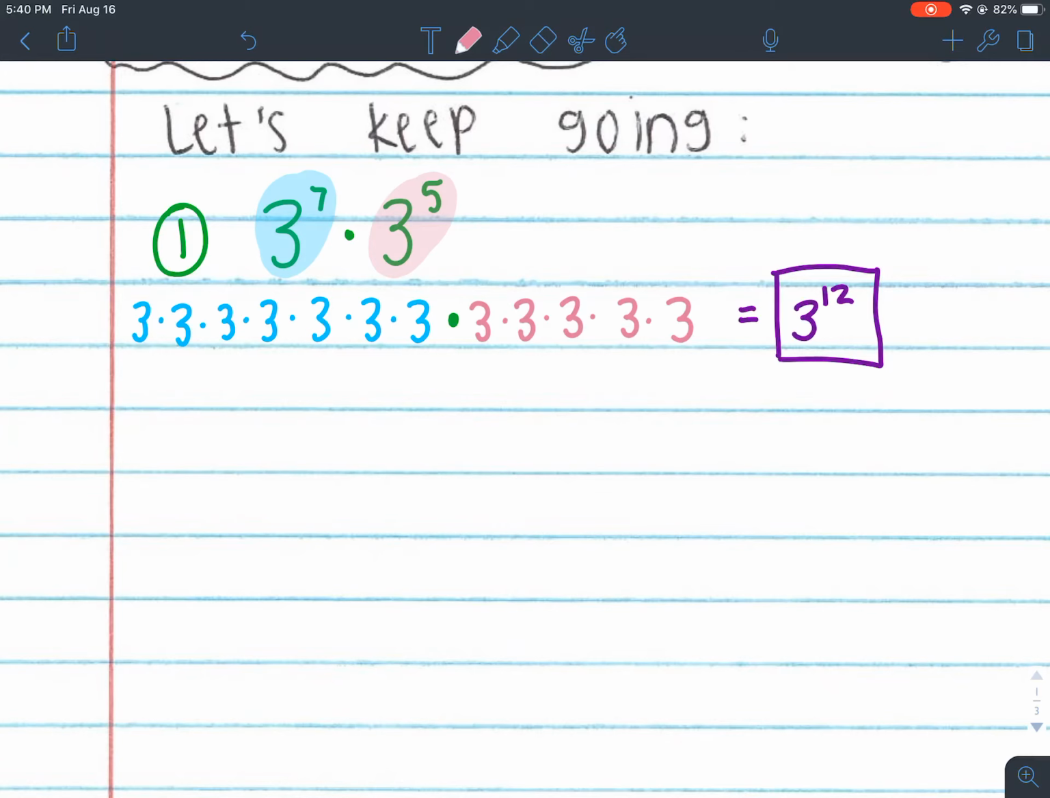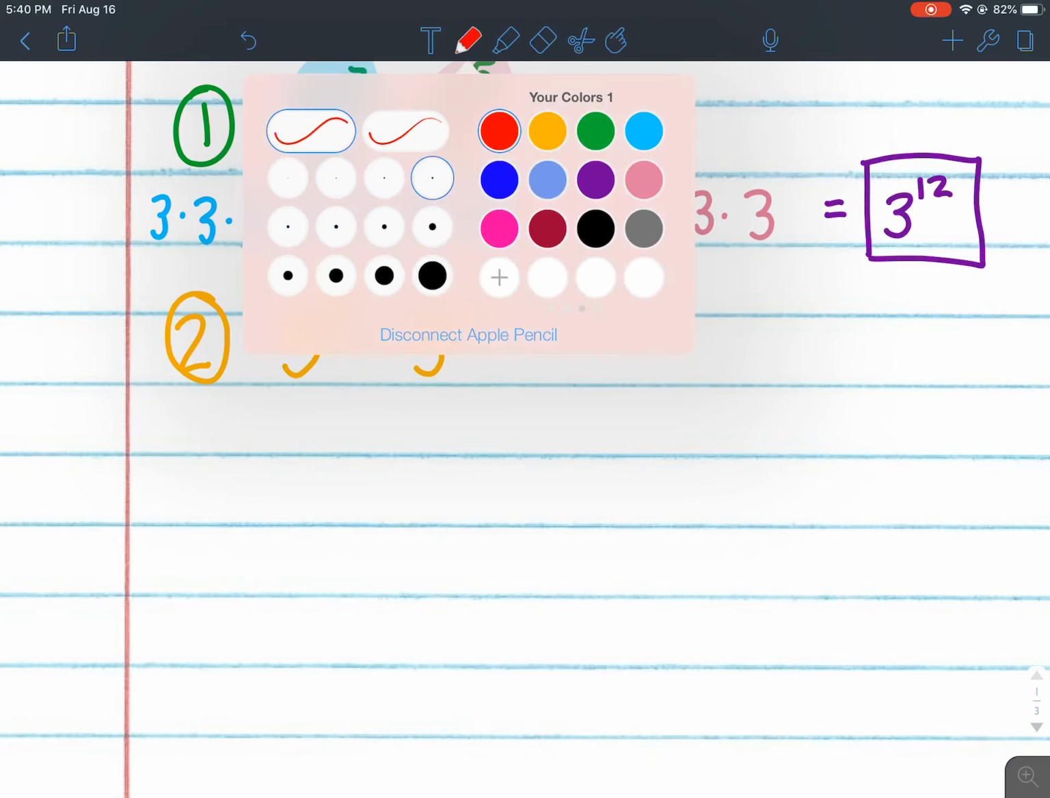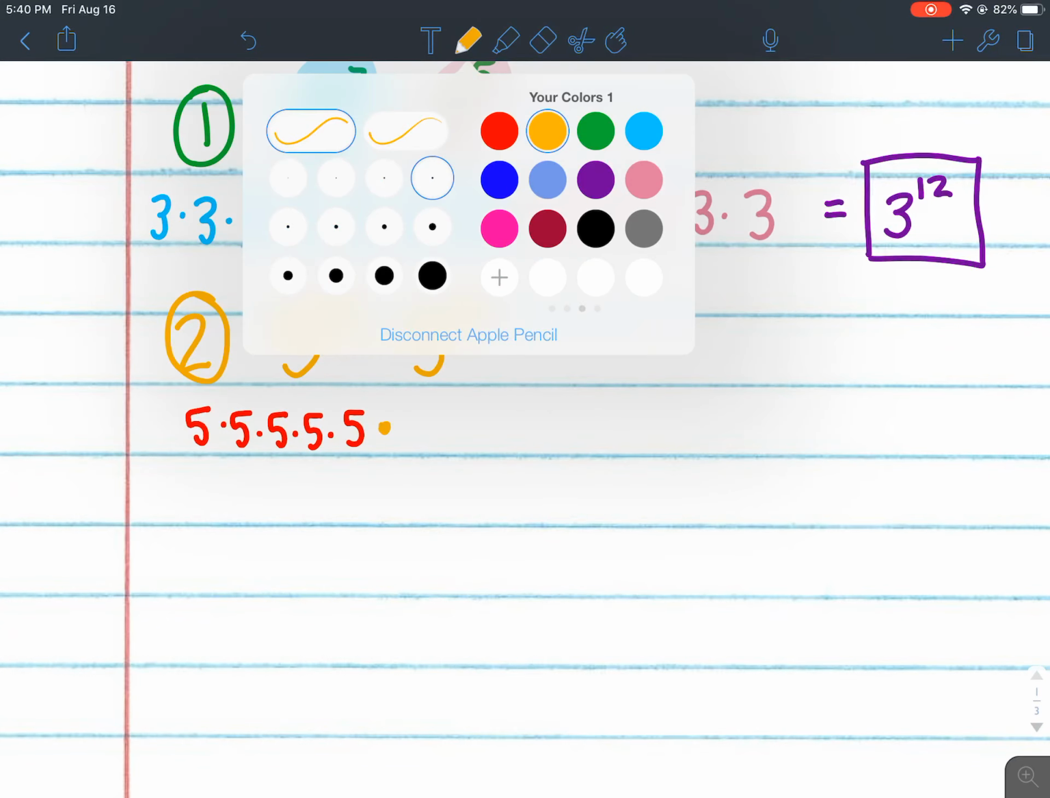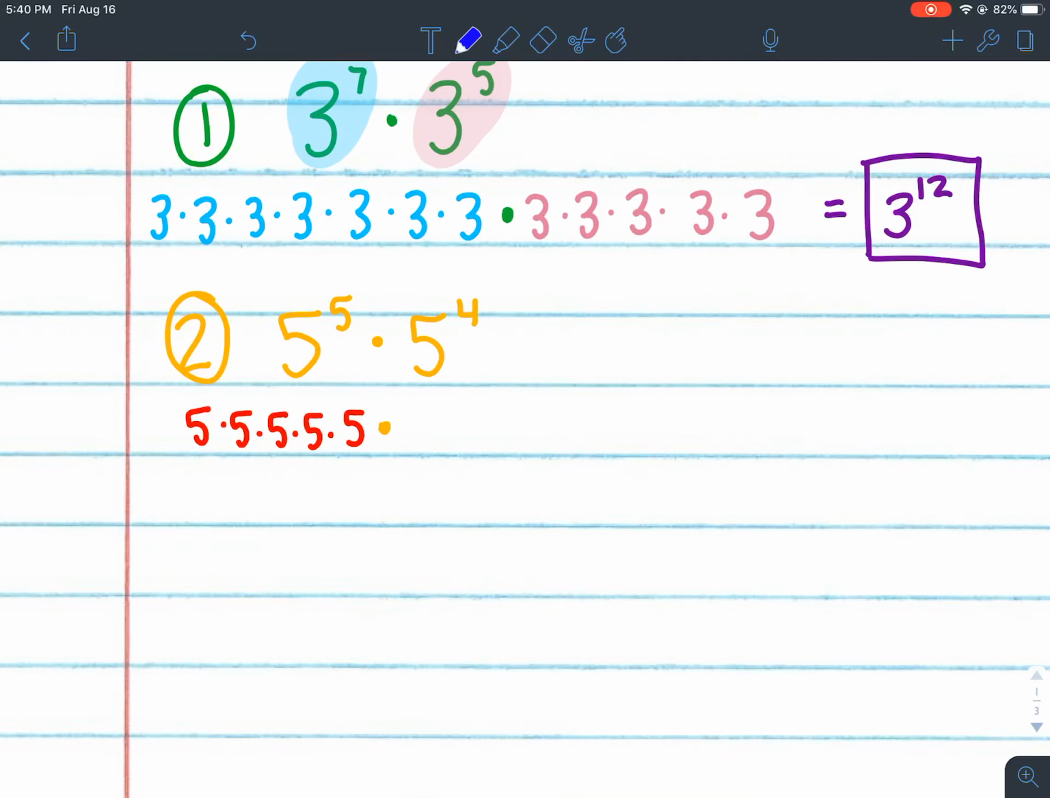Let's go ahead and try another one that's built off of that one. So we'll try one very similar. This one's for practice for you. So 5 to the 5th times 5 to the 4th. All right, let's try this. I'm going to go ahead and expand it. I'm going to do it the long way, and then I'll show you the short way. So I have 5 times itself 5 times. Okay, and then I have the multiplication in the middle there. And then I have 5 times itself 4 times.